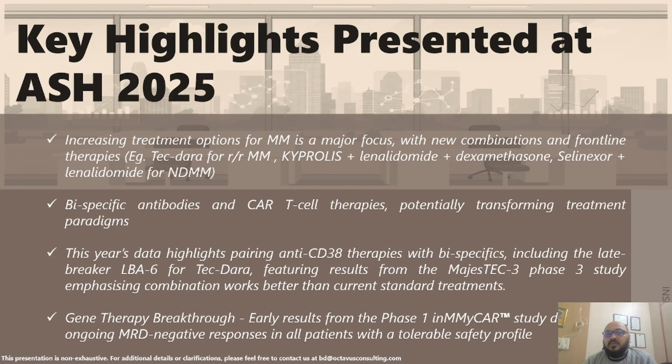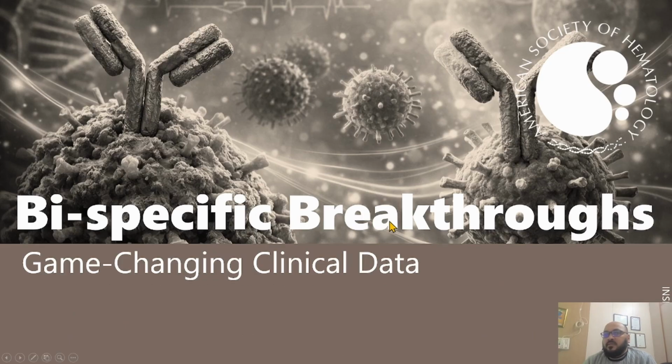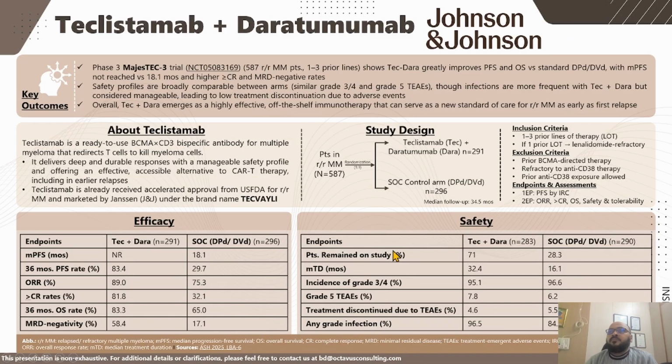Now, some of the specific things which we have discussed are bispecific breakthrough results, which is Tec Dara, Johnson & Johnson study, MajesTEC 3, highly specific results. Though mPFS was not reached, if we see the 36 months PFS rate, ORR rates, these are off the chart results versus the standard of care, right? And these are very highly specific results.